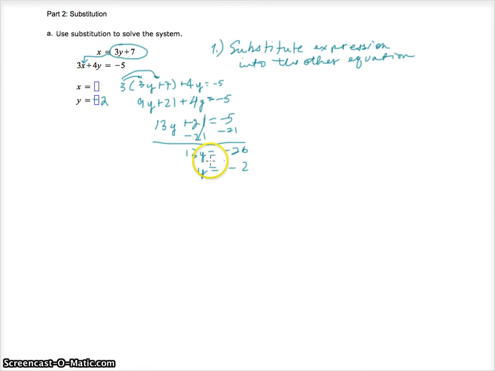Once I get my value for y, I'm going to substitute that back into one of my equations. So I'm going to substitute y into x equals. So now I have x equals 3 times negative 2 plus 7. It gives me negative 6 plus 7. So x equals 1.